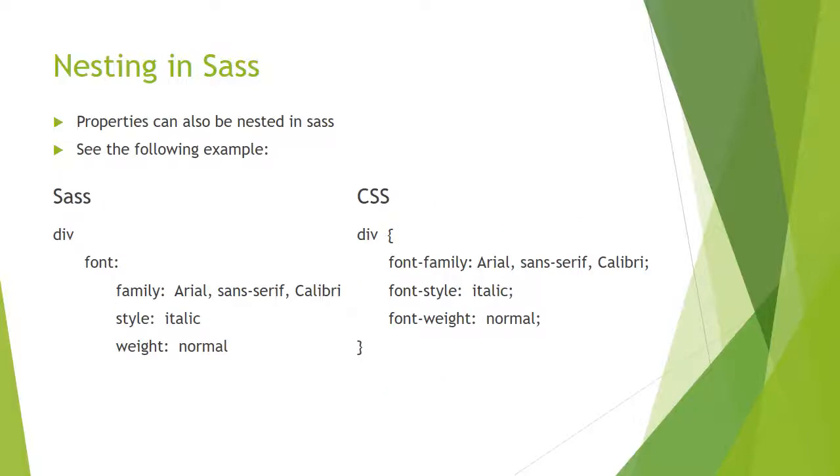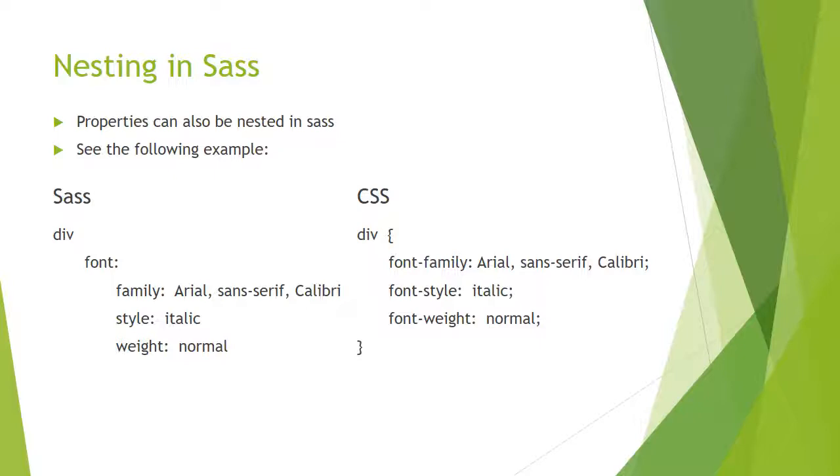A further example illustrating the fact that you can nest properties is the following. So here we have a declaration of a div container, just a general purpose container. Within that, we have a general font declaration, and then we have the individual elements of the font declaration. So we have the font family, the different font types, the style, which is italicized in this instance, and the weight, which is normal, so it's not bold.